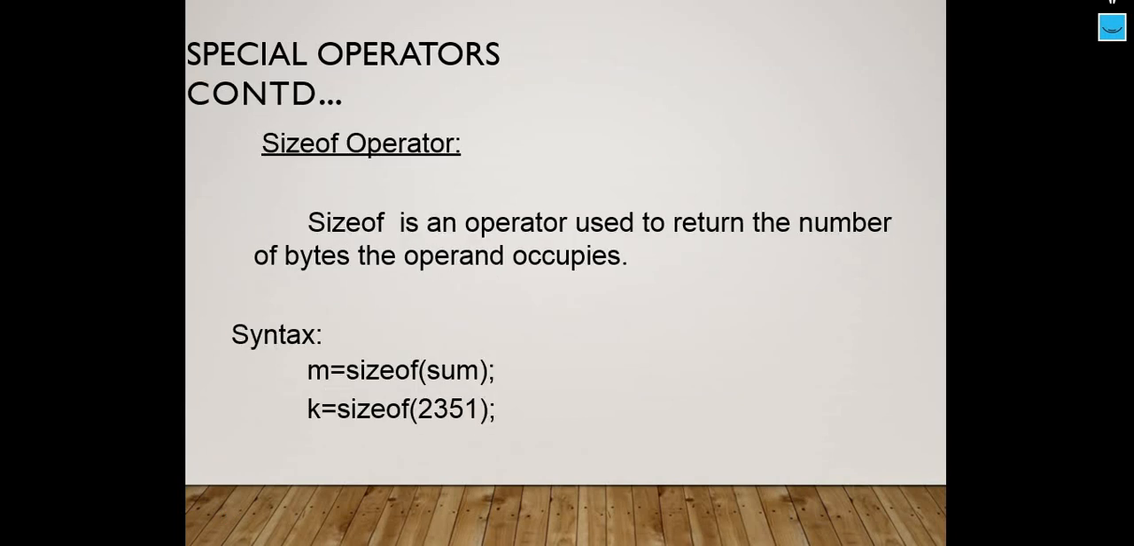Now comes the special operator called the sizeof operator. You can find the size of any operand. If I am using arrays, you can find the size of an array. You can find the size of an integer type variable, a floating type variable or a character type variable. Just write the variable name in between the braces, and you can use this sizeof operator to find the size of a particular variable, and this will return the number of bytes that the operand occupies.